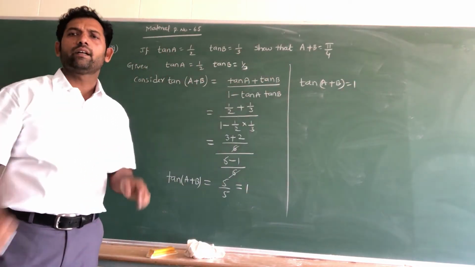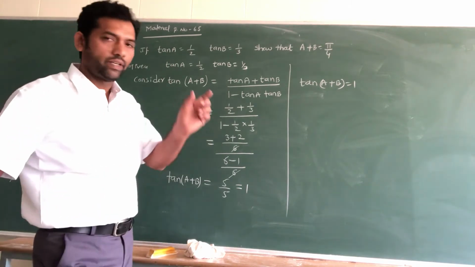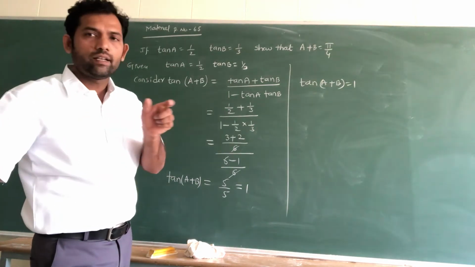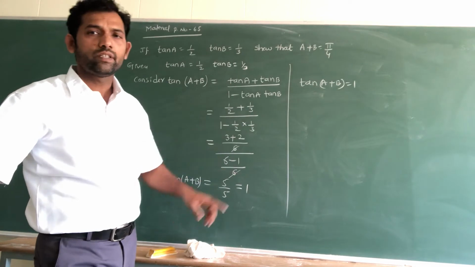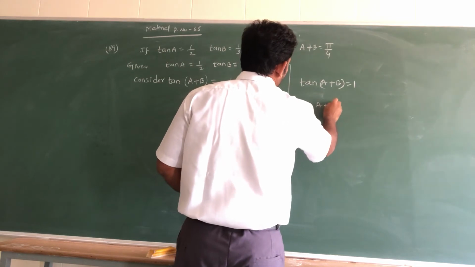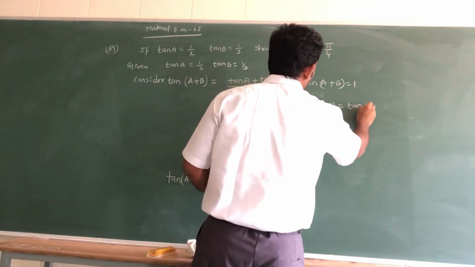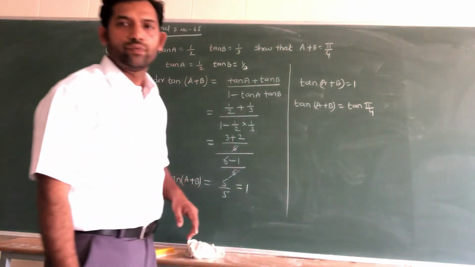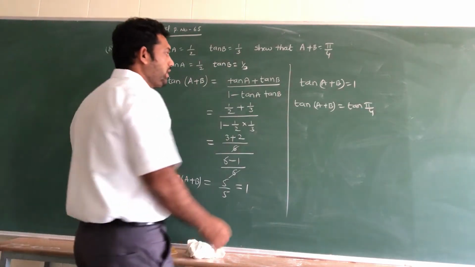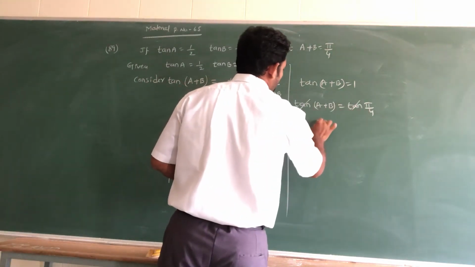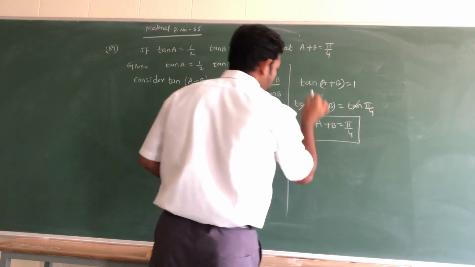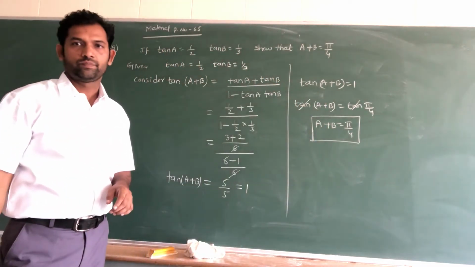So in the tan row of the standard values table, you see, 1 is equal to what? Tan pi by 4. Pi by 4 means 45 degrees. So 1 is equal to tan pi by 4. Tan on both sides will be cancelled. Remaining A plus B equal to pi by 4 is your answer.